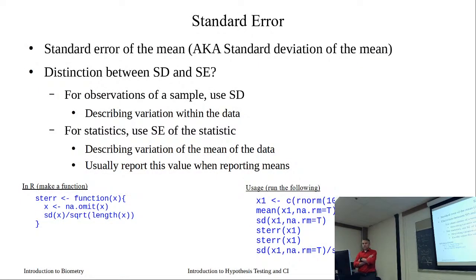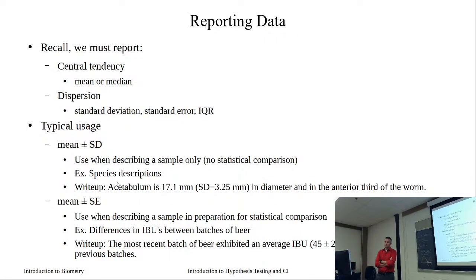So anytime we report the data, we need a measure of central tendency. We have to report a measure of central tendency, mean or median. If we report the mean, then you're reporting either the standard deviation or the standard error. If you report the median, you should be reporting the interquartile ranges.